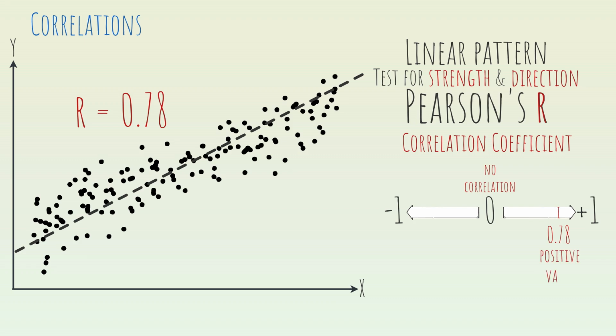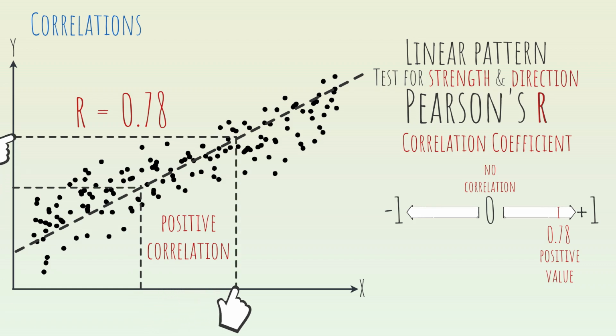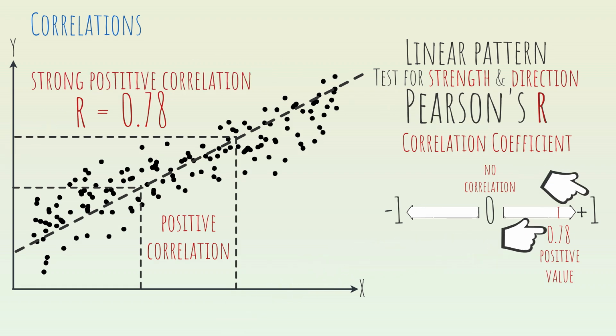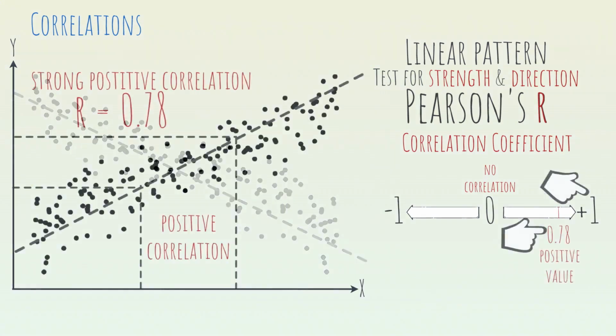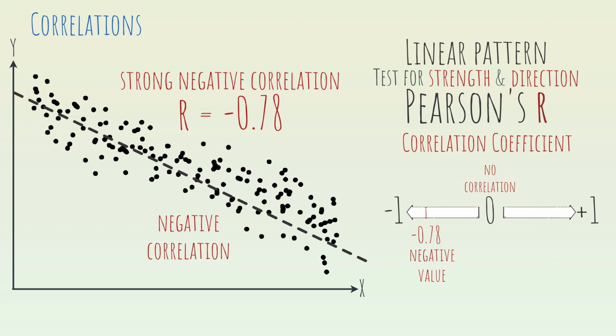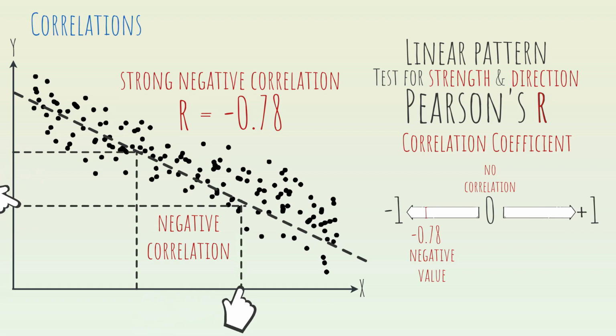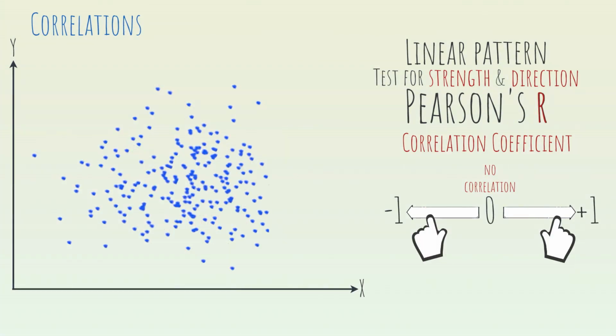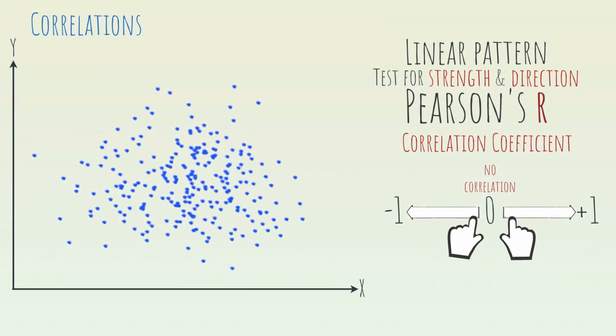Since it's a positive value, it indicates a positive correlation, which means that as the x value increases, the y value also increases. Additionally, 0.78 is close to 1, indicating a strong positive correlation. If R were -0.78, we would observe a strong negative correlation, where the scatter plot would show that as the x value increases, the y value decreases. As the points become more scattered, the correlation weakens, and the coefficient value moves closer to 0.